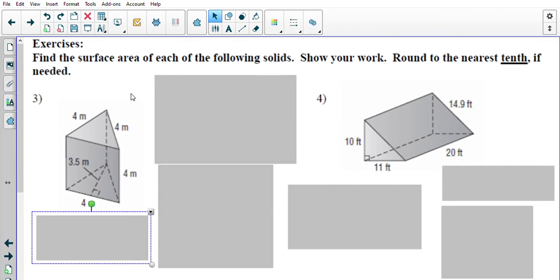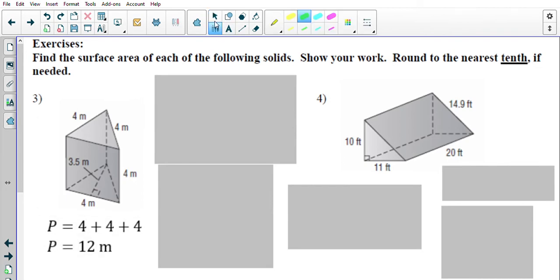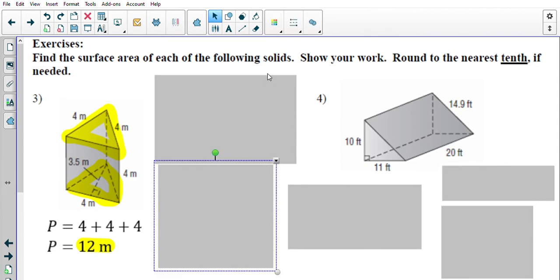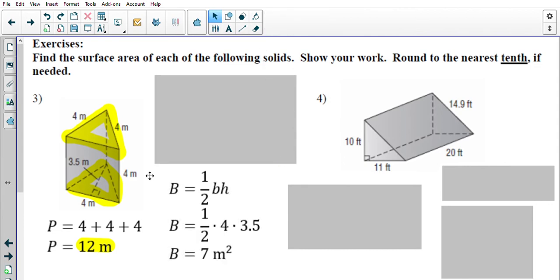First things first, let's find the perimeter of the base. That's going to be your 2 triangles. The dimensions of your bases will be 4, 4, and 4. It's an equilateral triangle. 4 plus 4 plus 4 gets us a perimeter of the base of 12. Now let's find the area of the base. Remember, it's half times base times height. Base and height intersect at a 90-degree angle, so those will be 4 and 3.5. Do half times 4 times 3.5 to get an area of the base of 7 meters squared.